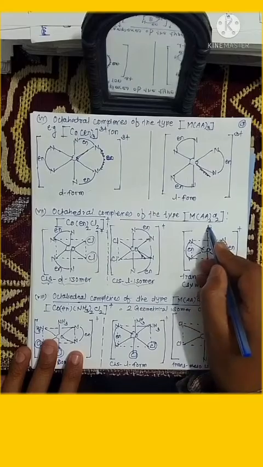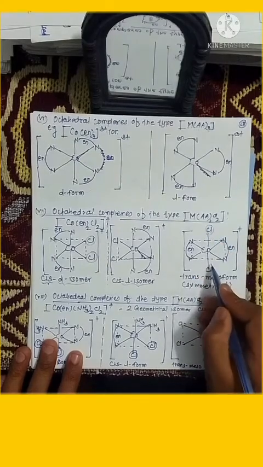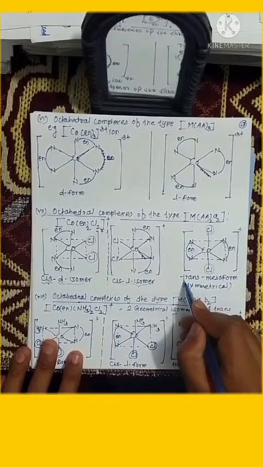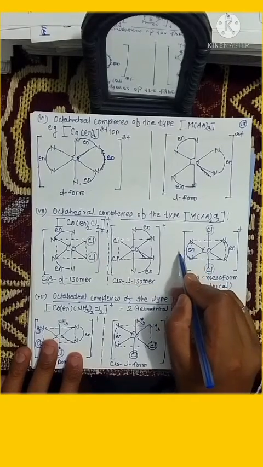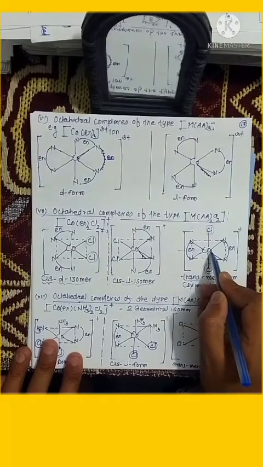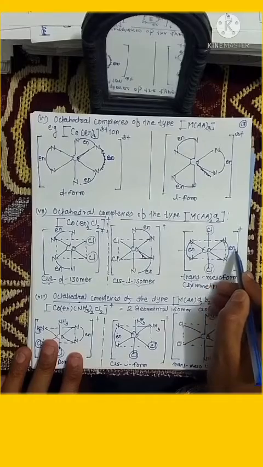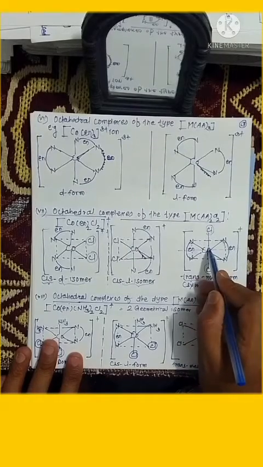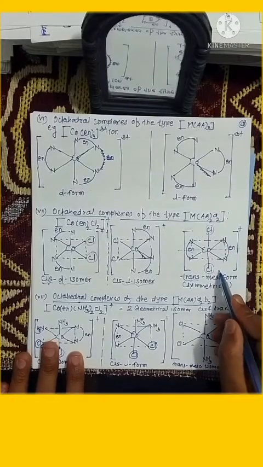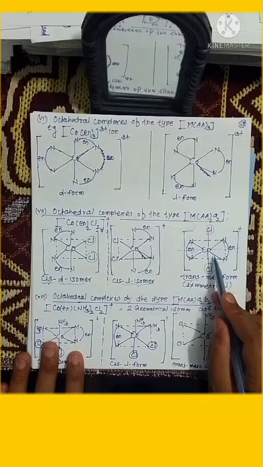Just see, both chlorines are present at 1 and 6 position. That's why it is the trans geometrical isomer of this compound. Besides that, it possesses a plane of symmetry. If I pass a line like this, it exactly cuts into 2 equal halves. That's why it is the meso form and it is optically inactive in nature.